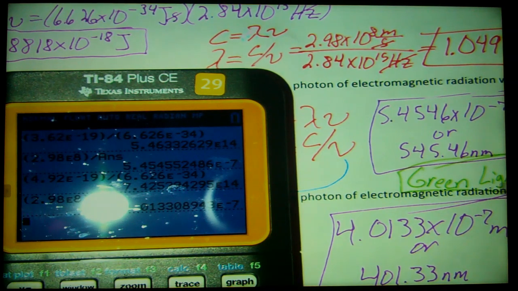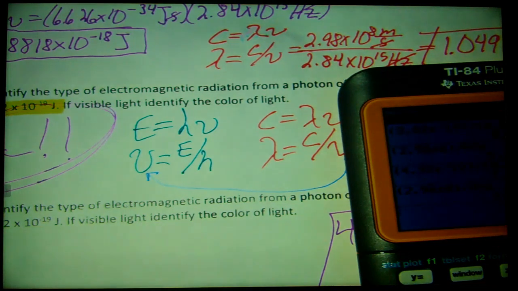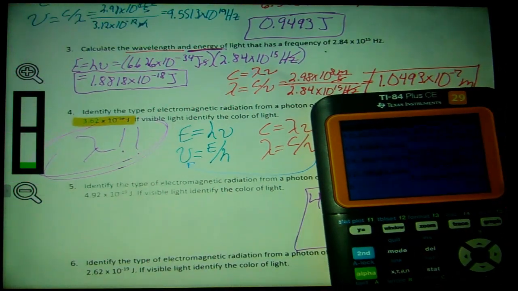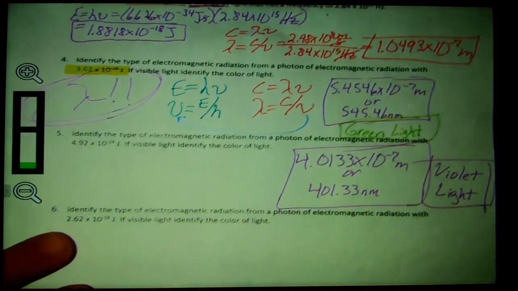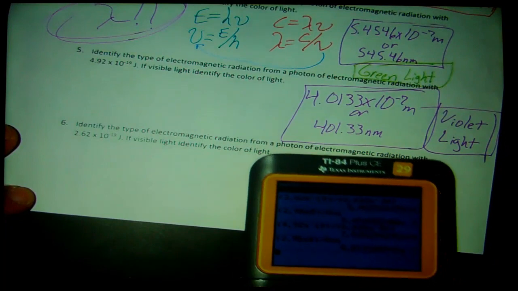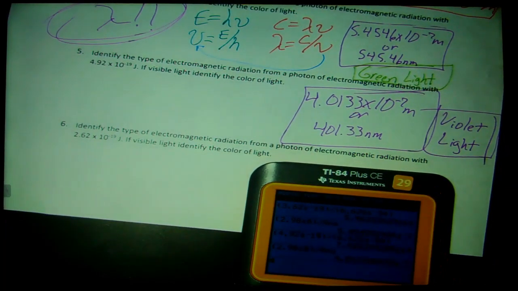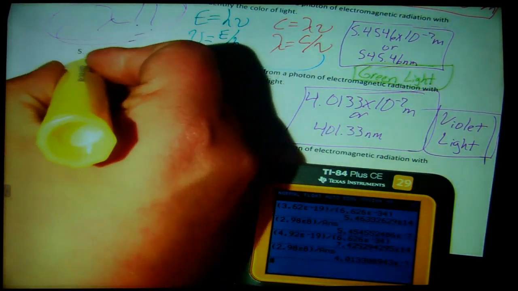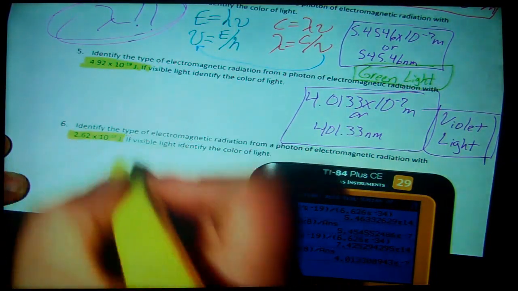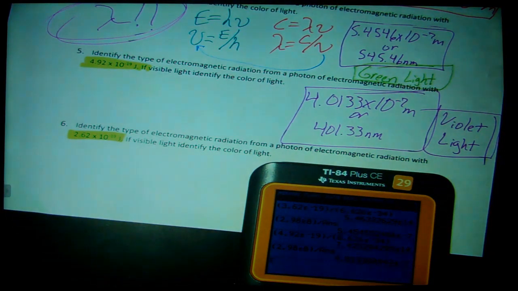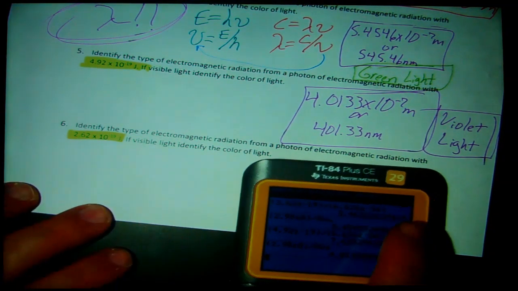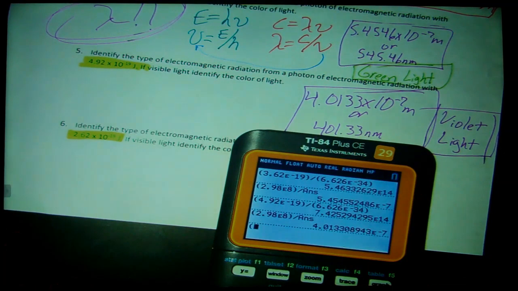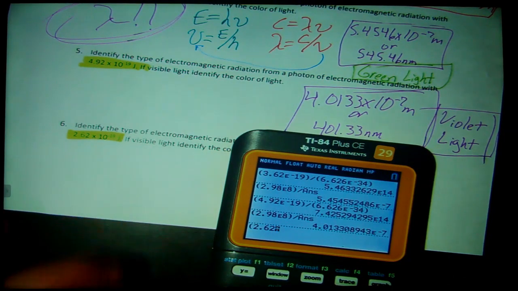Okay. From here, we have exactly the same thing. On number 6, they're asking you to do the same thing. Well, I'm asking you to do the same thing. I wrote these problems. Okay? Exactly the same process. The only thing that's changed here are my energy sources. So in this case, we deal with 2.62 times 10 to the negative 15.